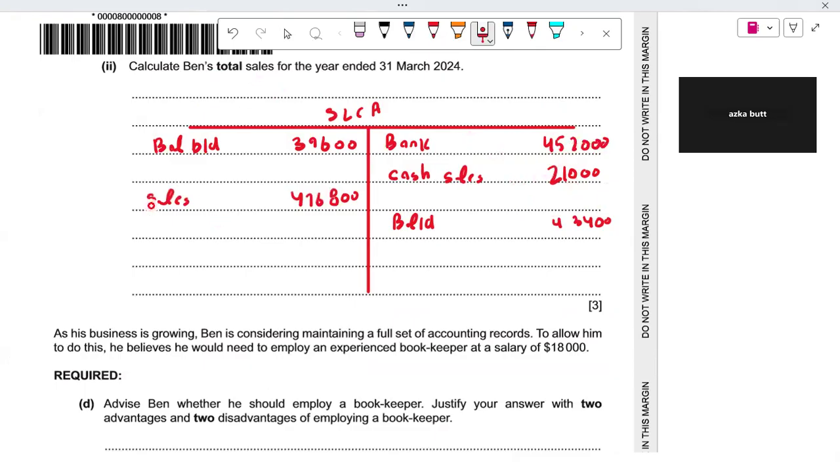So we don't know the sales, but we know that sales will come under the debit side. So if you just add these three and deduct the opening balance, you will get the difference, and the difference will be the sales.